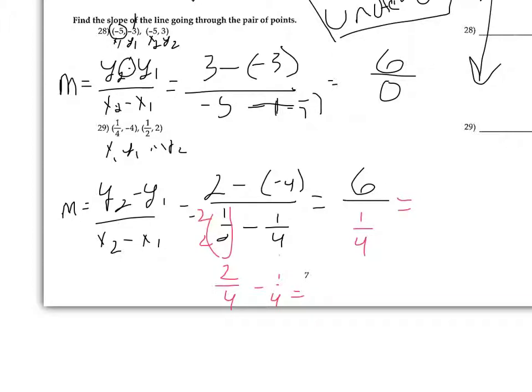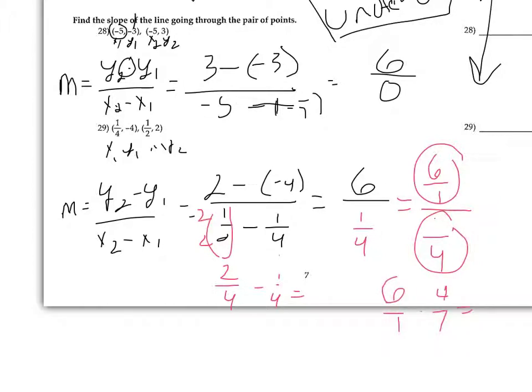Now here, 6 is really 6 over 1, and 1/4 is 1/4. The way we divide fractions is to multiply by the reciprocal of the divisor. So 6 over 1 times 4 over 1 equals 24 over 1. So the slope is either 24 or 24 over 1, depending on how you want to write it. I'm good with either of those.